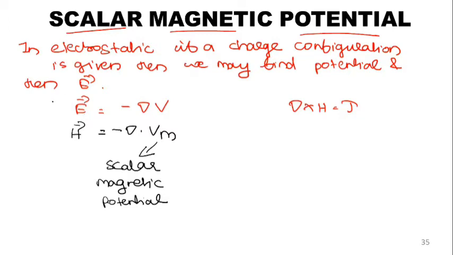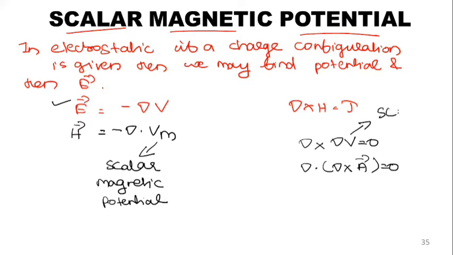So you are familiar with this equation that electric field intensity is equal to minus del V. Similarly, for magnetic field intensity, we can write H is equal to minus del Vm, where Vm is the scalar magnetic potential. And in the very first class, in module 1, you might have studied two identities. That is del cross del V is equal to 0. Similarly, del dot del cross A is equal to 0, where V is a scalar and A was a vector, right?